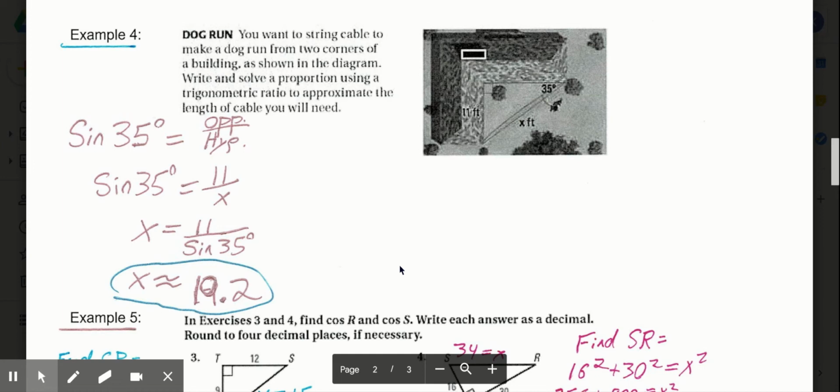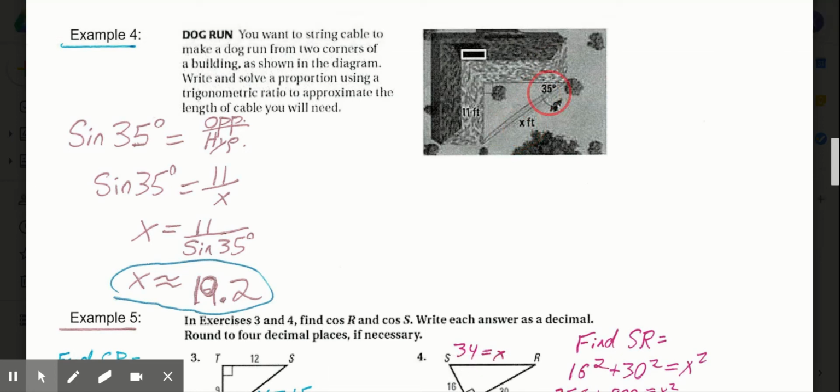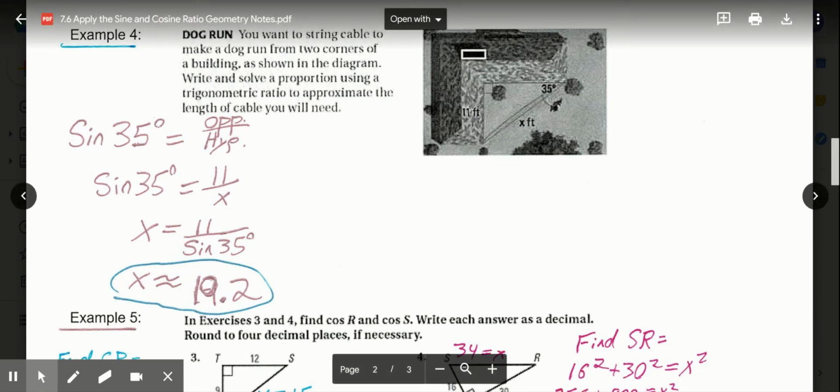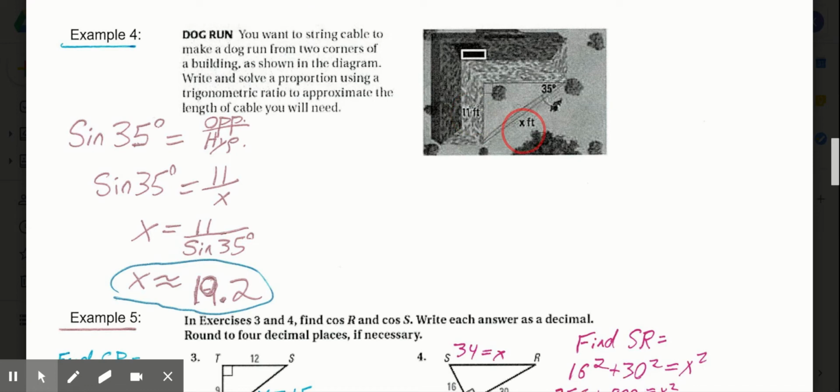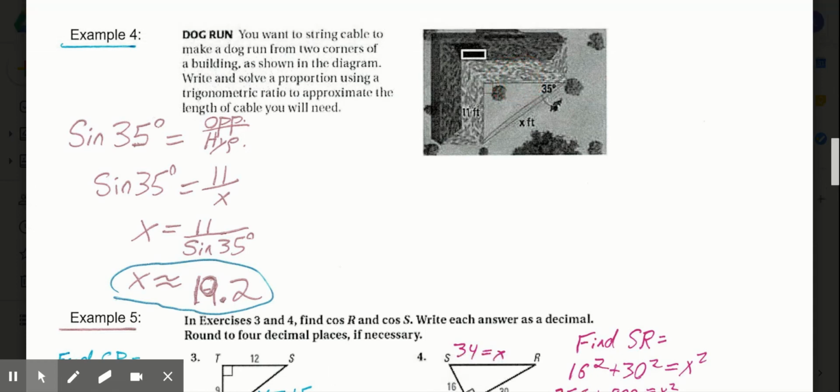So you can see in the diagram that creates the right triangle with the building, our dog run being the hypotenuse, which is x. We knew the 35-degree angle, and we knew the opposite length of 11. So because we know the angle and the side opposite, and we're trying to figure out the hypotenuse, we would want to use the sine ratio because that involves the opposite and the hypotenuse. If we were looking for the adjacent, or if we knew the adjacent, then we would use the cosine.